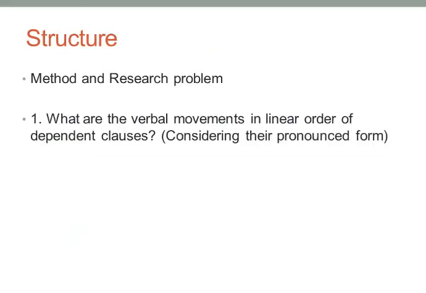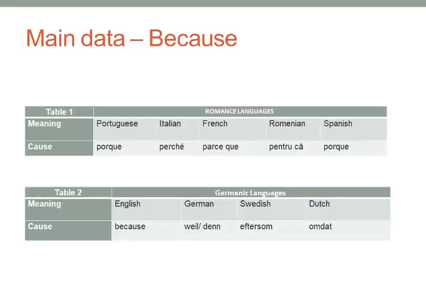Talking about structure, let's say some words about this presentation. Our method and research problem is: what are the verbal movements in the linear order of dependent clauses, considering their pronounced form? Once we have all of this lexical information, from both Romance and Germanic languages, we are not going to analyze their logical forms, and we are not going to talk about deep or surface structure themselves, but we are going to focus our attention on the linear order or the phonetic form, how the sentences are in fact pronounced.